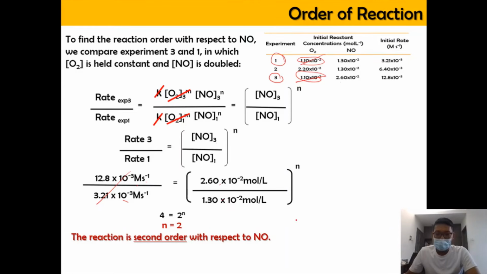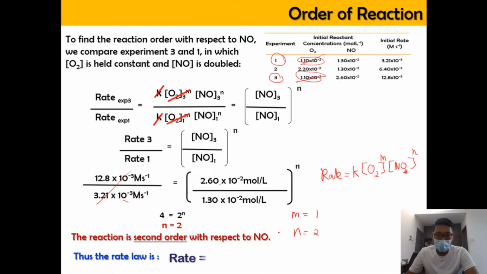Alright, so from the previous slide, you know that M is equal to 1, and now you get N is equal to 2. So you can put that again in the rate law, where the rate law that we constructed in the earlier slide is rate is equal to K[O2] to the power of M, [NO] to the power of N. So M is equal to 1 and N is equal to 2. So we have to substitute it back again.